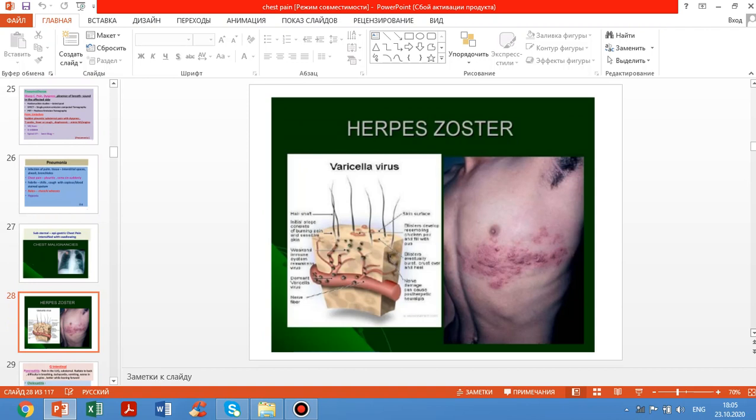In this slide, you can see herpes zoster. This is the rash of herpes zoster, also accompanied by chest pain.